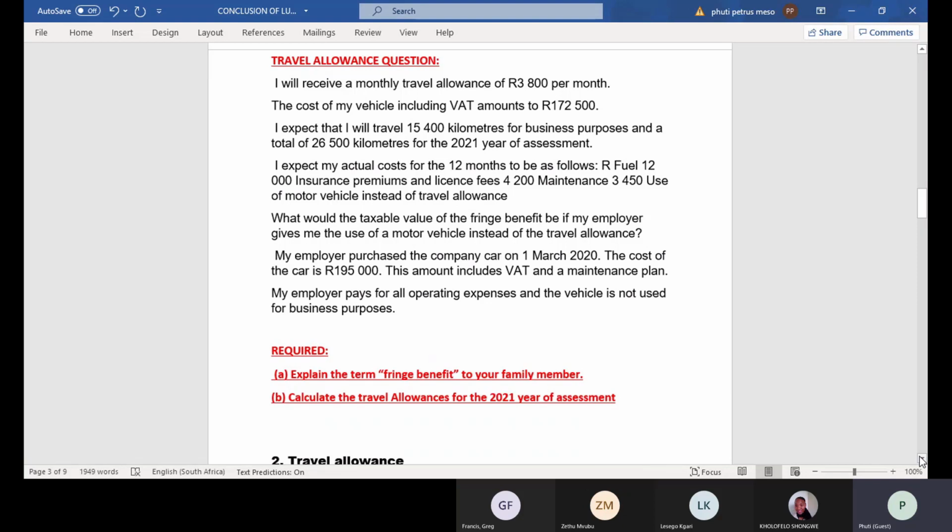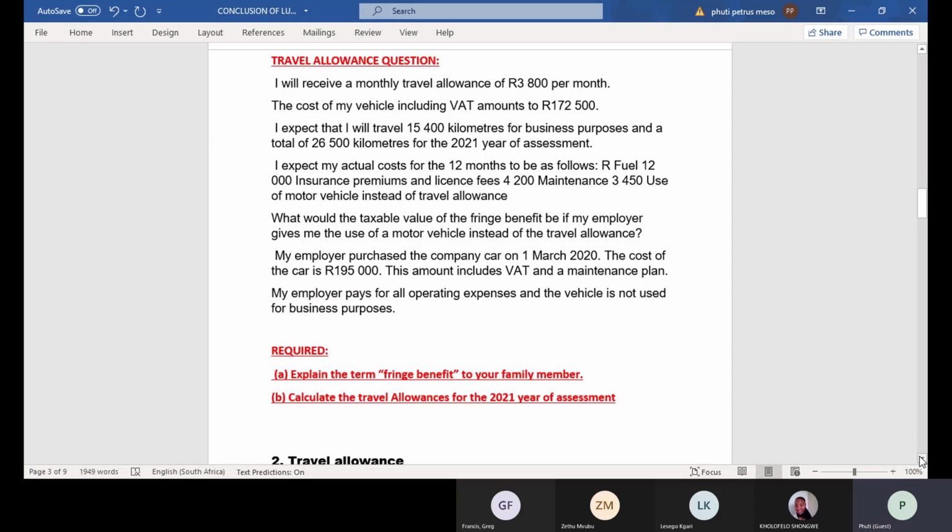It says that I will receive a monthly travel allowance of 3,800 rand per month, and the cost of my vehicle amounts to 172,500. I expect that I will travel 15,400 kilometers for business purposes, and a total of 26,500 kilometers for the 2021 year of assessment. I expect my actual cost for the 12 months to be as follows: fuel 12,000 rand, insurance premium and license fees 4,200, maintenance 3,450.